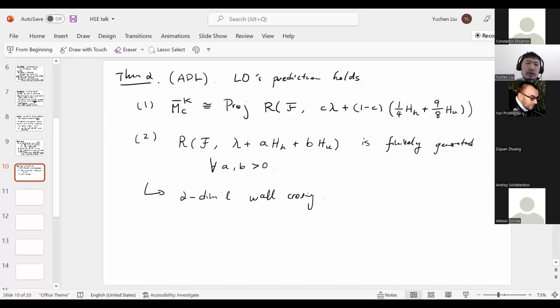Pretty much what we work on here applies to the cone generated by lambda, HH, and HU in the Néron-Severi group of your moduli space F, where inside this cone we show that finite generation holds, and there's a wall and chamber decomposition.